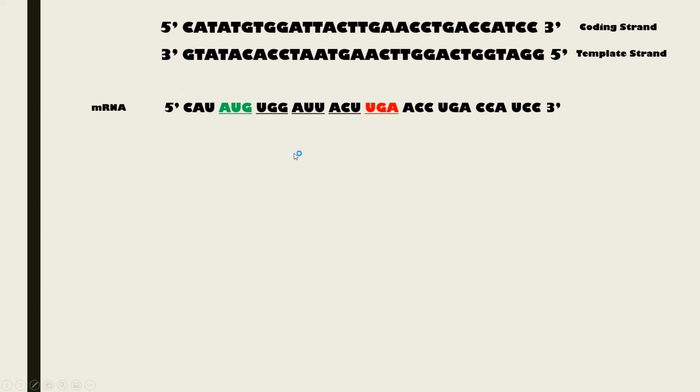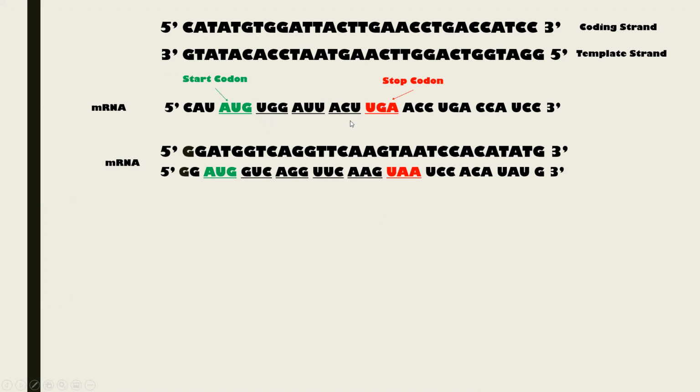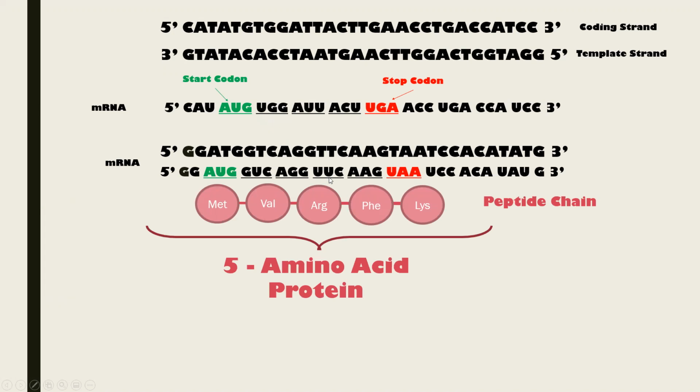I've taken the liberty of highlighting the start and stop codons with green and red respectively. And since the stop codon is not its own protein, this is only 4 amino acids long. So we then take the template strand and flip it and do the exact same thing. This does result in a 5 amino acid protein.